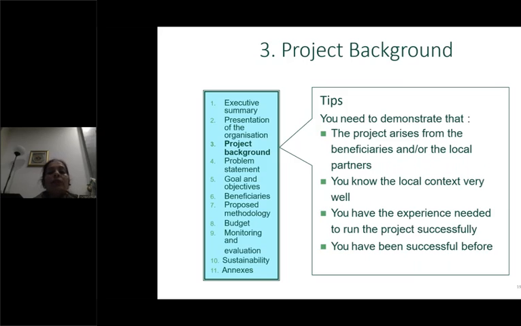And some of the tips are: the project arises from beneficiaries or the local partners, and the local context should be known very well if you are working on any local problem. You should know the local context thoroughly, and you have the experience needed to run the project successfully. That's very important. As I told you, if we are working on a problem of air pollution, in the problem statement I have to mention that yes, there are a lot of industries nearby, and they are emitting these gases. And apart from that, we have been working on this for so many years, so we have expertise to cater to these problems. It is always beneficial, and you have been successful before. Next, please.